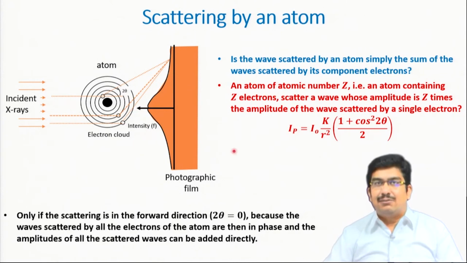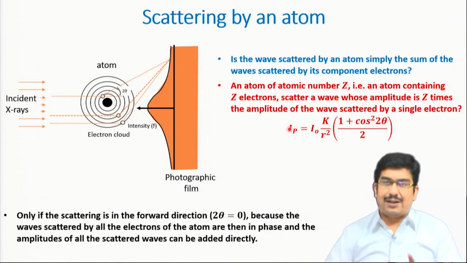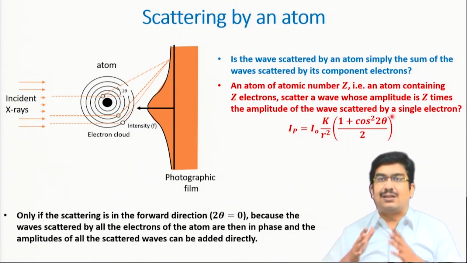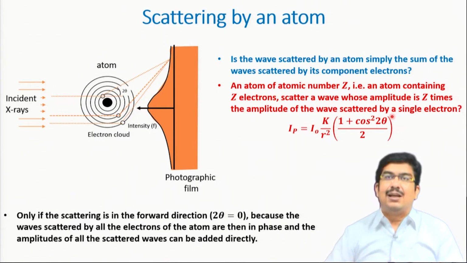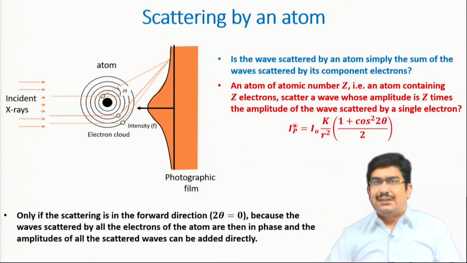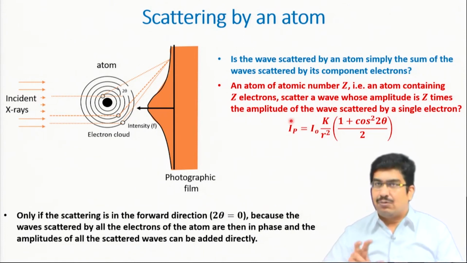Okay? We have already seen this is the intensity from a single electron, measured at a point P, which is at a distance r. This is the intensity of Thomson scattering, expressed in terms of the angle between the scattered beam and the incident beam, and of course with respect to distance. So is it simply Z times this I_P? Is that the total intensity of the scattered X-ray beam coming out of an atom? Okay? That is the question.